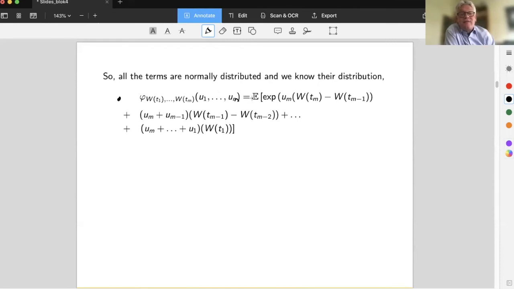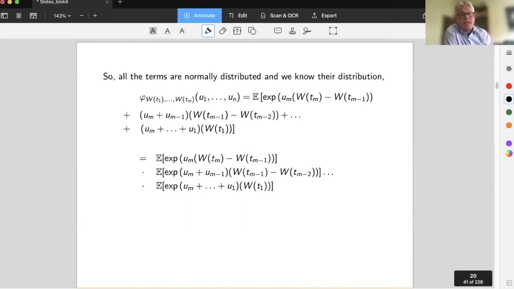That is then the expected value of e to the power this expression, this independent increment plus this expression with an independent increment, etc., until this expression with an independent increment. Now, when these are independent increments, we know that we can apply some tricks. For example, we can write this as a product of expectations. The expected value of e to the power the first term, times the expected value of e to the power the second term, etc., times the expected value of e to the power the last expression.